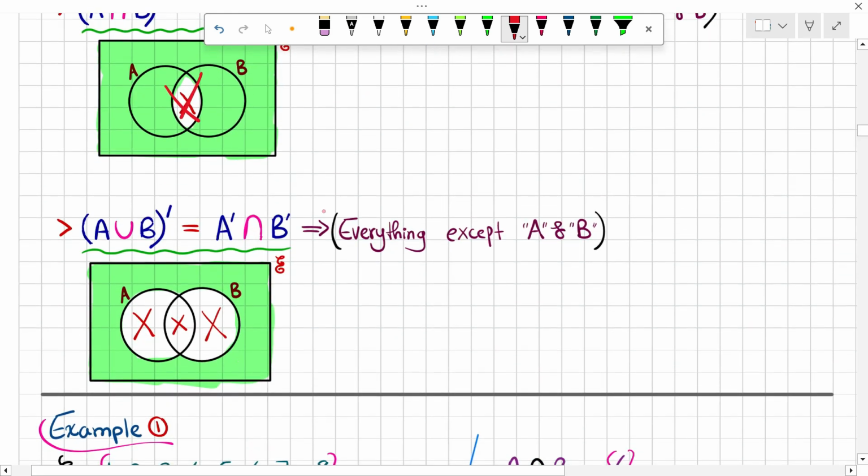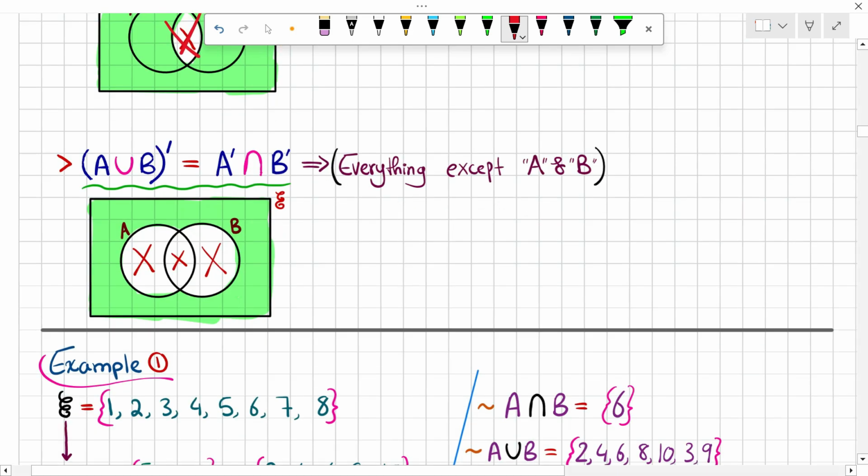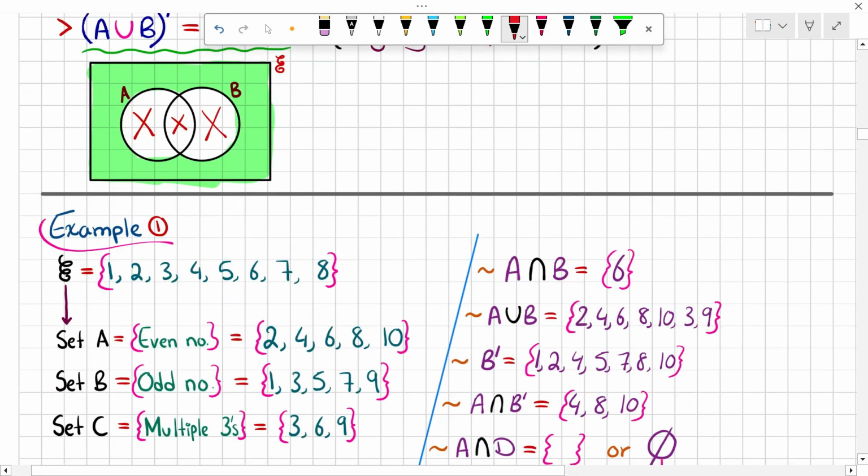The opposite applies here. (A union B) all not is equal to A not and B not. Here, A not and B not is everything outside A and B, and A union B, which is this part, is not, so it's not chosen. So everything between A and B all.